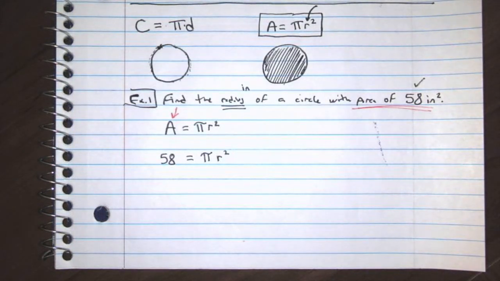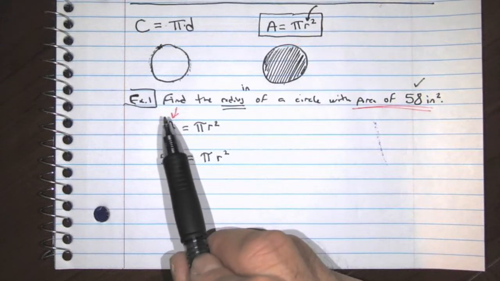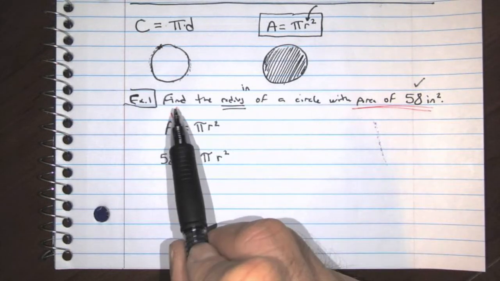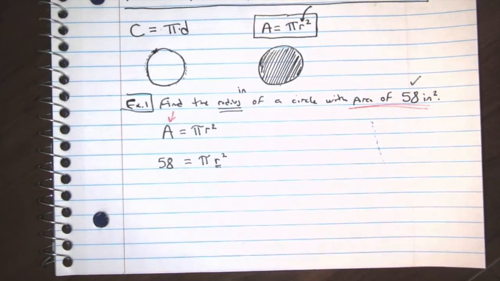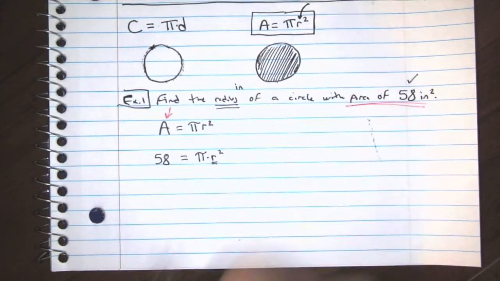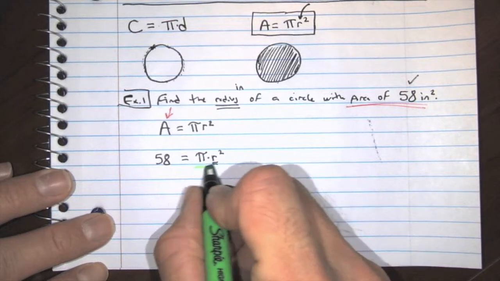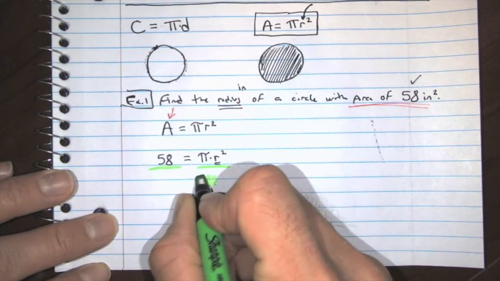All right. How do we solve for the radius? Because if you're ever wondering what we're trying to find, just read the question. Find the radius. We're trying to find the radius. So this is what we're trying to find. And we know there's multiplication between the pi and the r squared. So go ahead and divide both sides by pi.